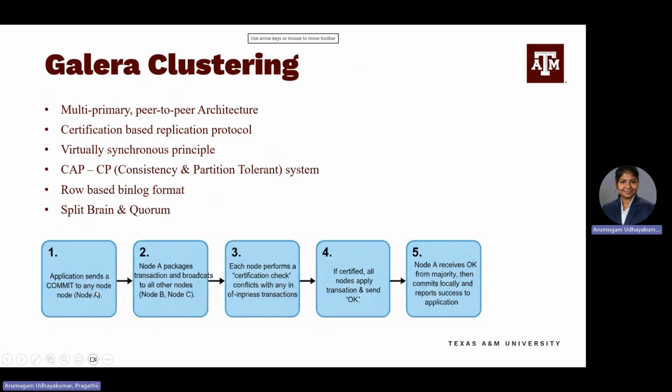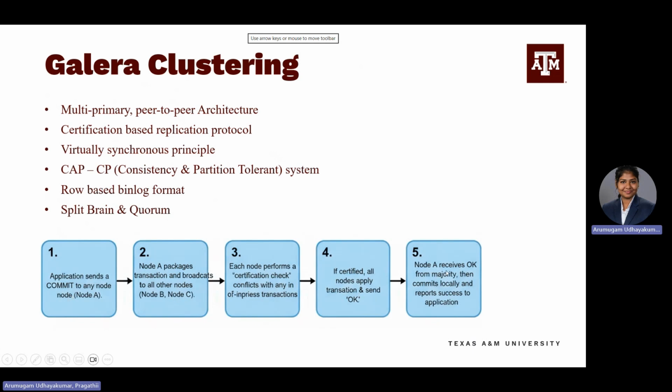For example, node A packages this transaction and broadcasts it to all other nodes, for example, nodes B and C. The other nodes, B and C, will perform a certification check to ensure this write operation is not causing any conflicts in the database. If there are no conflicts, then these nodes will send OK to node A. So node B and node C will send OK to node A.